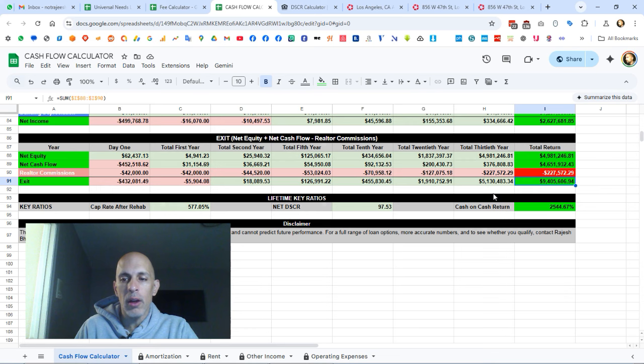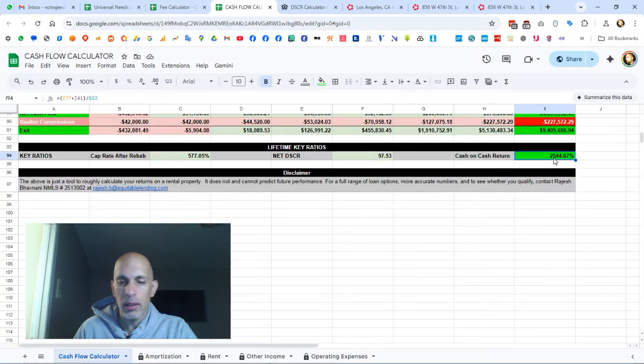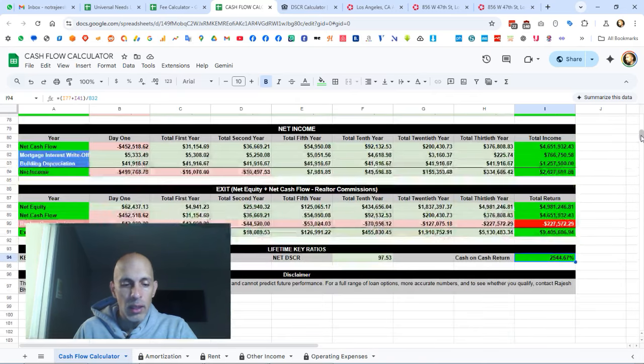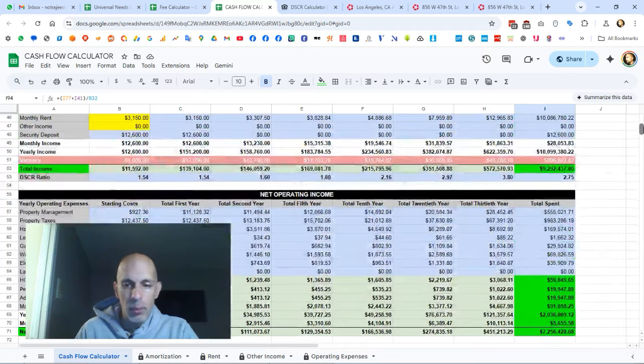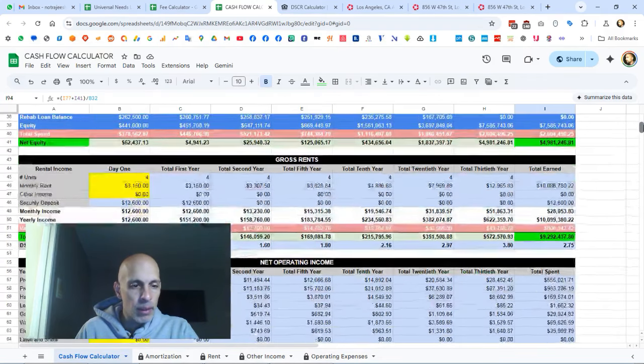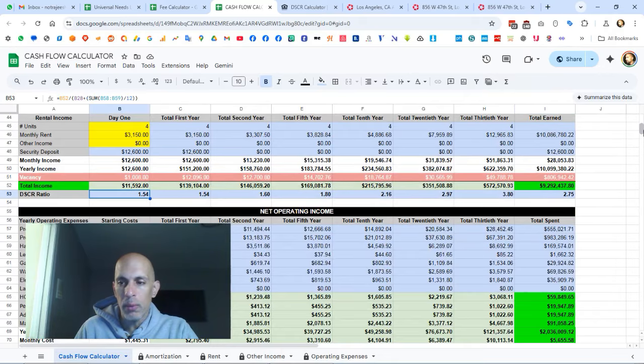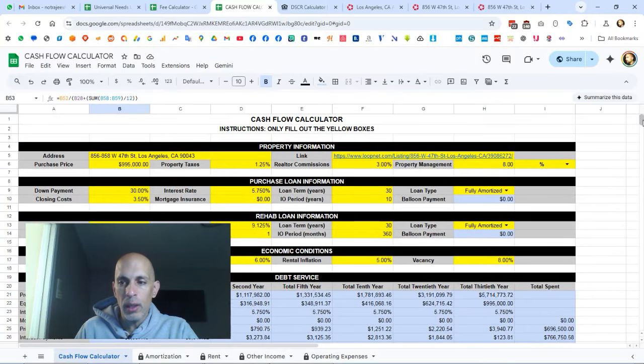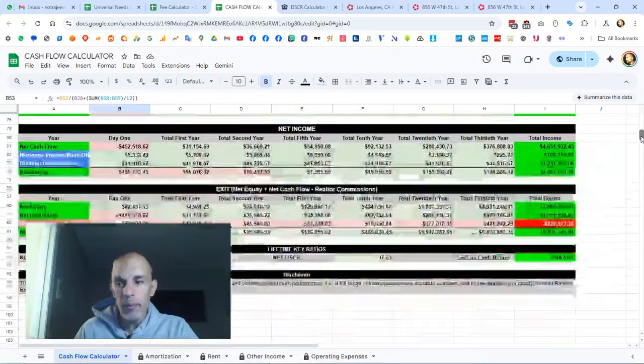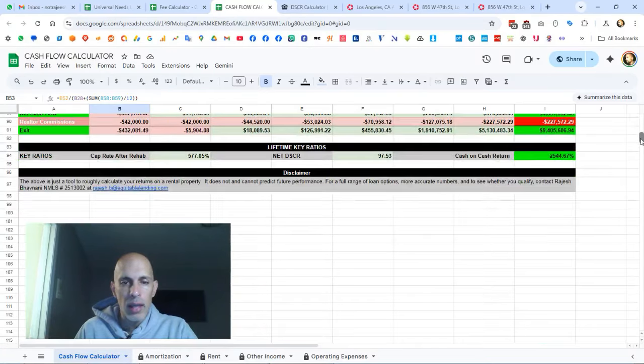30th year, if you sell on your 30th year and you take all that cash flow you've saved up in that separate bank account and add it to what you would get after selling the building, you're looking at roughly $9.4 million. That's a 2,500% return on your money, or a 26x return on your money. You're 26xing your money, which is pretty good. This is the DSCR ratio, 1.54 based on current rents. So this is a really good building both for cash flowing and for appreciation, in my opinion.